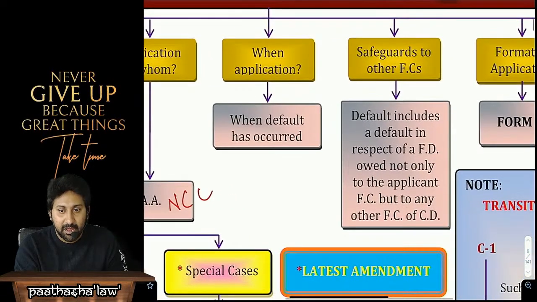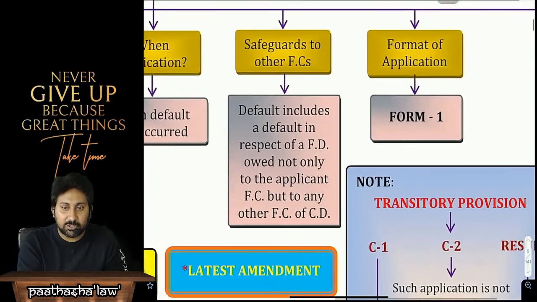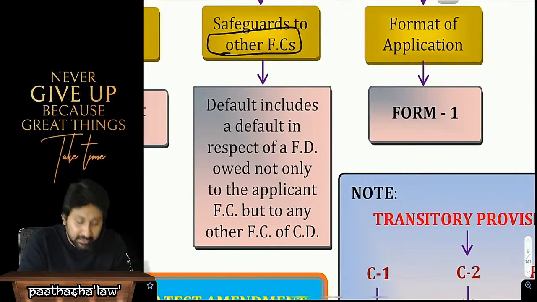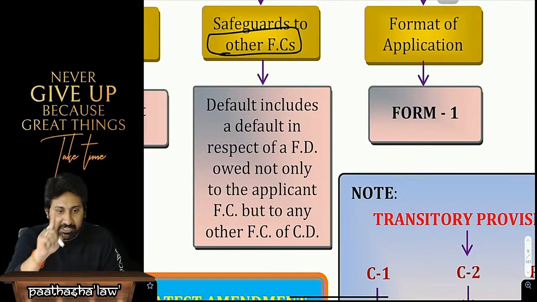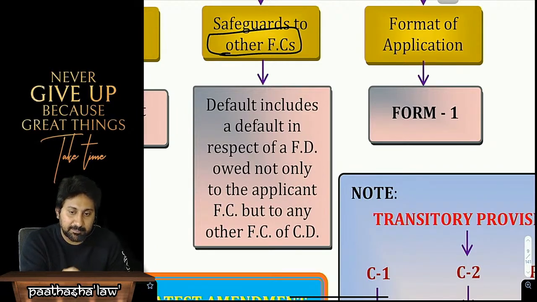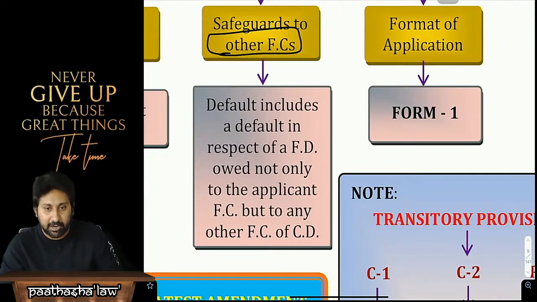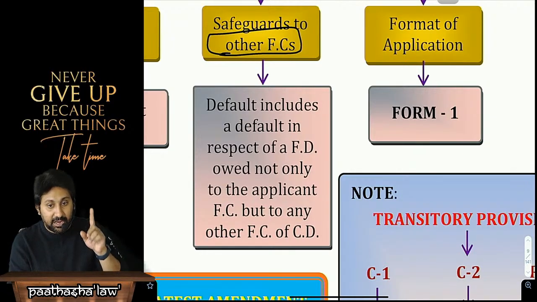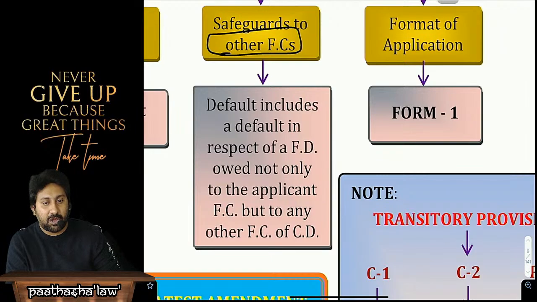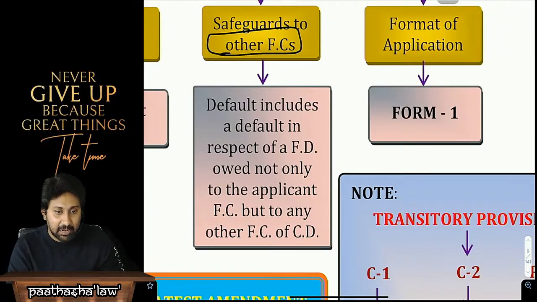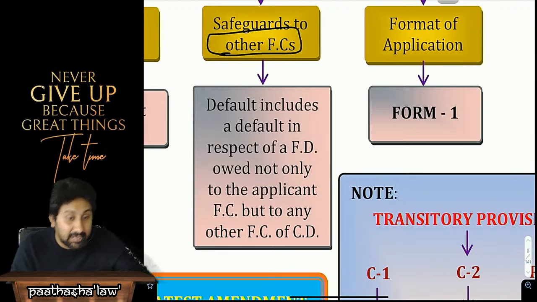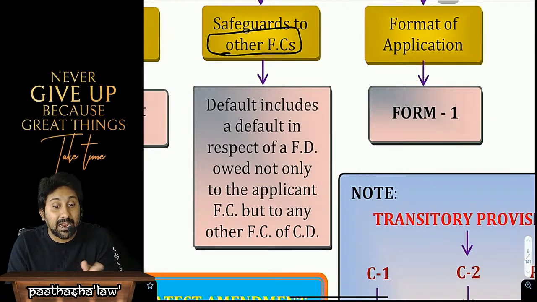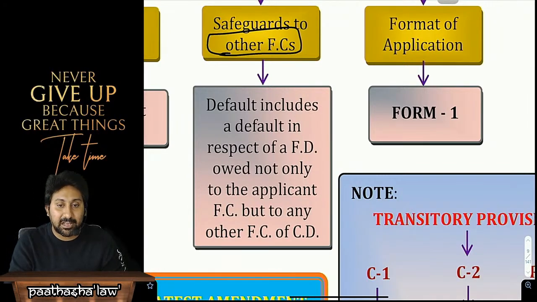Now listen carefully. When an application is made, there are safeguards to other financial creditors. Remember this point. This is a proviso below section 7 subsection 1. Default includes a default in respect of financial debt owed not only to the applicant financial creditor but to any other financial creditor of the corporate debtor. It means whenever default is committed in respect of one financial debt to one financial creditor, and if that one financial creditor brings a CIRP, that CIRP will cover all the defaulted financial creditors though they didn't claim separately. But such kind of protection is not given to the operational creditors.